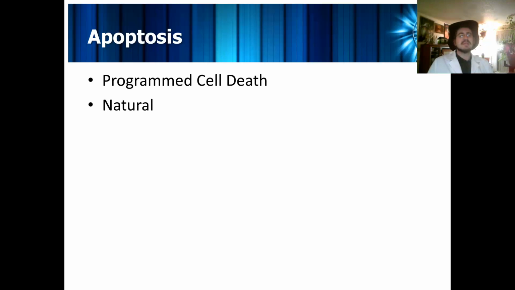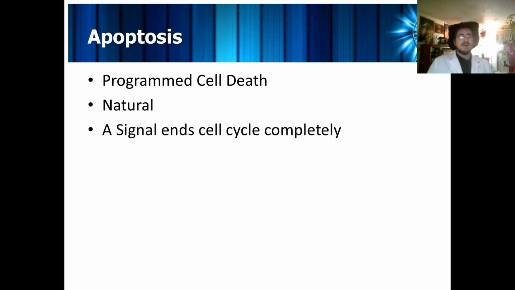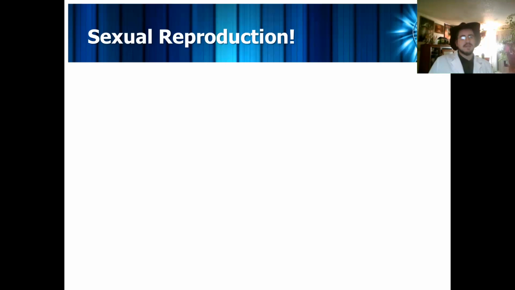Apoptosis is completely natural. So it's not something to be like, oh, cells are being killed by apoptosis. It's more like, oh, good. Cells are being killed by apoptosis. That's good. So apoptosis is when some kind of signal ends the cell cycle completely and shuts down the cell, kills the cell. And then the cell dies and it breaks apart and its components are broken down and recycled and new cells use those nutrients.